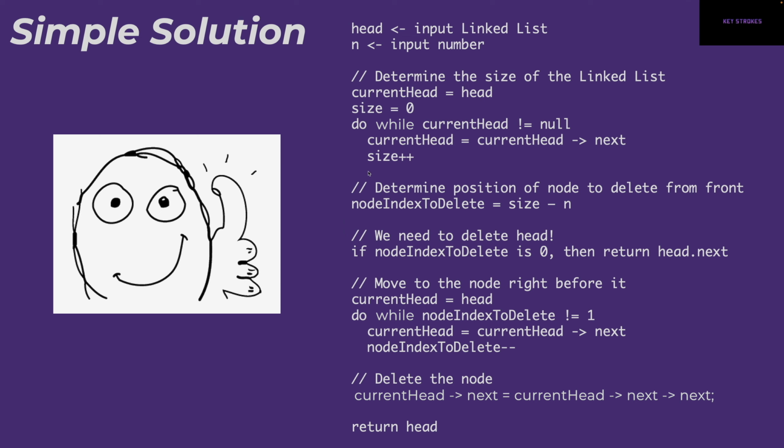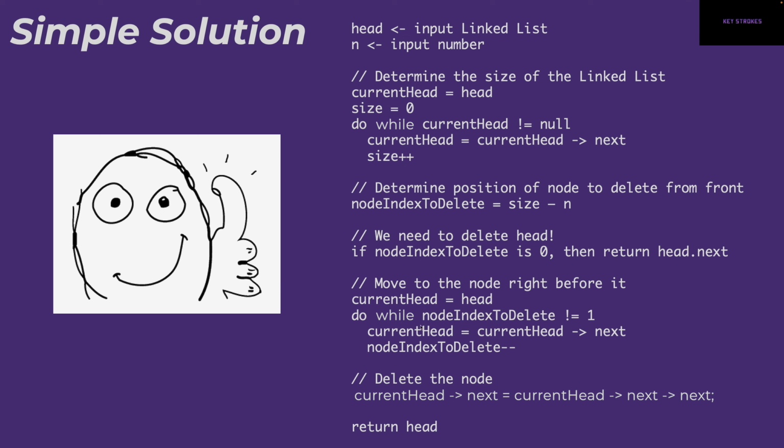Now, after this loop is done, we know the size of our linked list. That is how many elements our linked list has. Once we know that, we can simply do size minus n, which will give you the position of the node to delete from the start of the linked list. Then we have a simple base condition. If the index of the node that we're deleting is actually 0, then we are trying to delete the head node. So we just return the next node from head.